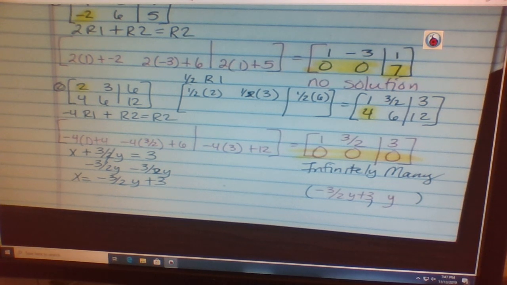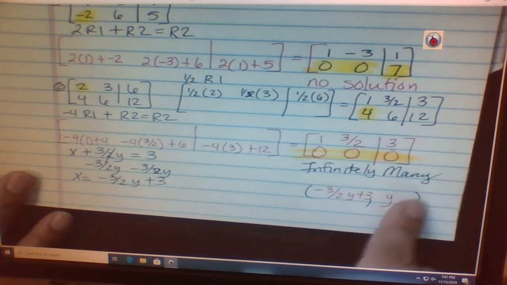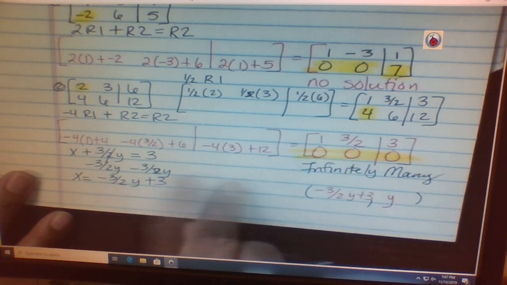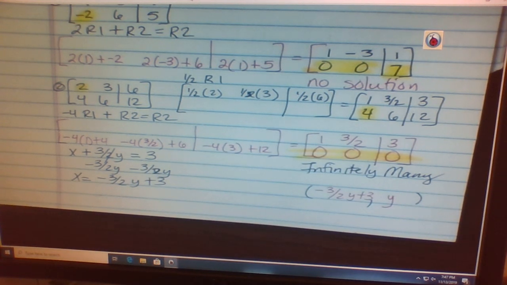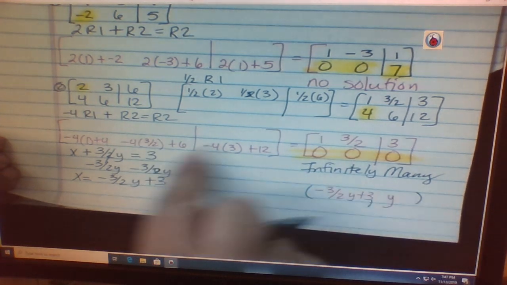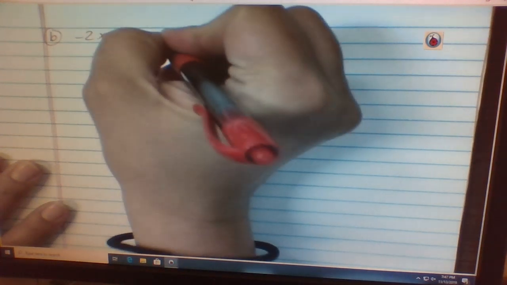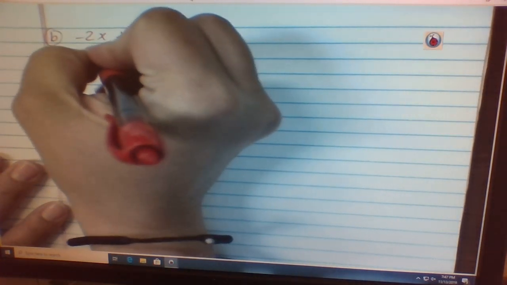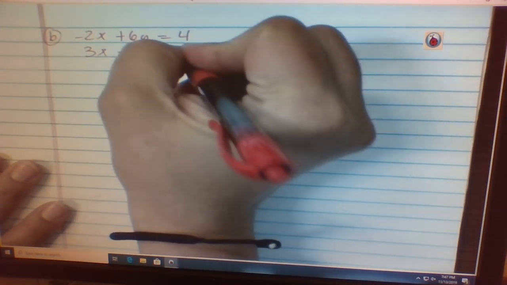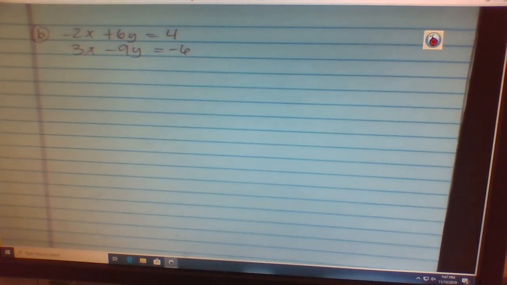Are you going to do one of the 3x3? Yes, we are. I first want to give you another 2 by 2 like this, so you can practice with how it's supposed to look. Let me give you another one, infinitely many, before we do a 3 by 3. -2x plus 6y equals 6. 3x minus 9y equals -6. So let's do that first.